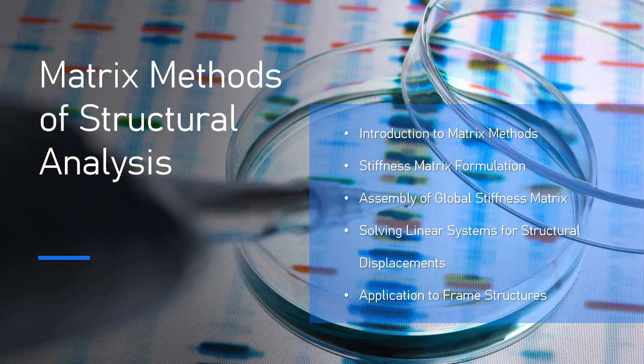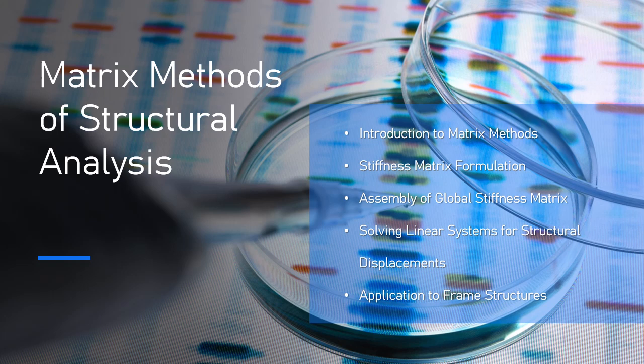The method involves transforming the system into an upper triangular matrix, then using back substitution to solve for the unknown displacements. Steps involved in Gaussian elimination. 1. Formulate the system Ku equals F. 2. Perform row operations to create an upper triangular matrix. The goal is to eliminate the variables from the lower rows. 3. Back substitution. Once the system is in upper triangular form, solve for the unknown displacement starting from the last equation and working upwards.